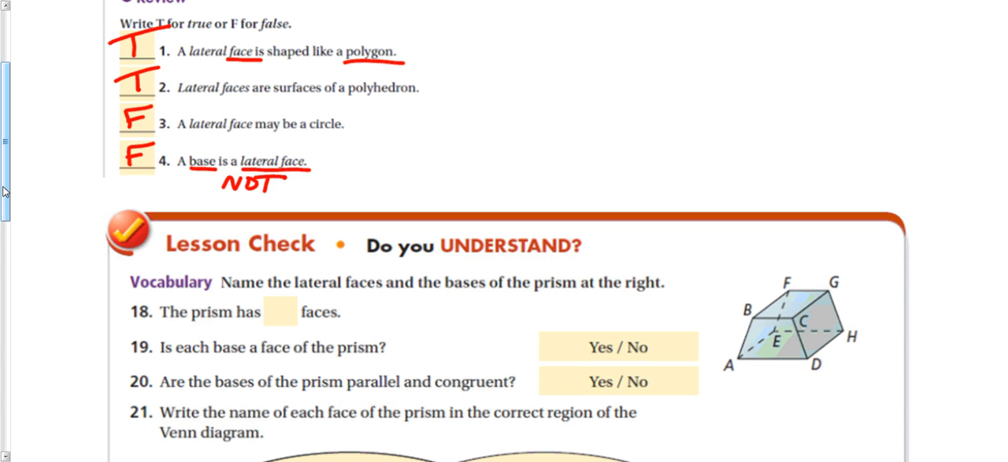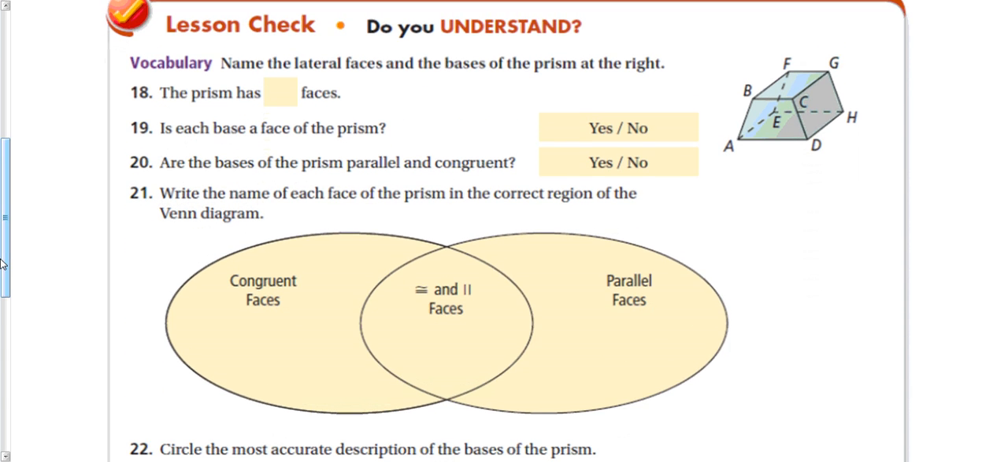So lesson check, do you understand? Name the lateral faces and the bases of the prism at the right. So number 18, the prism has how many faces? Please count the faces on that prism. I've got the front and the back, top and the bottom, left and the right. So this has 6 faces. Is each base a face of the prism? Yes, each base is a face of the prism.